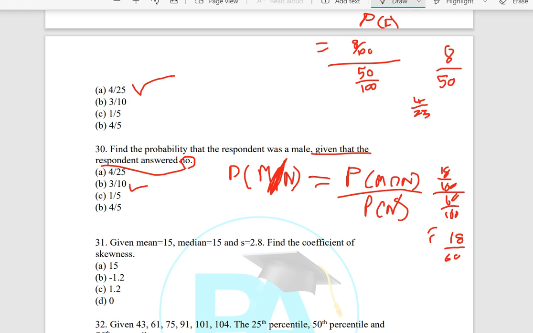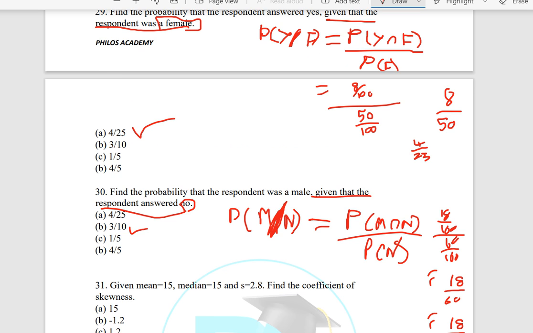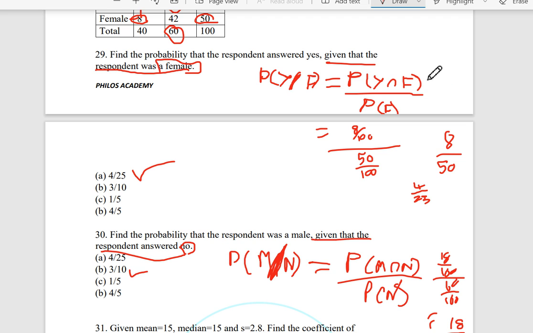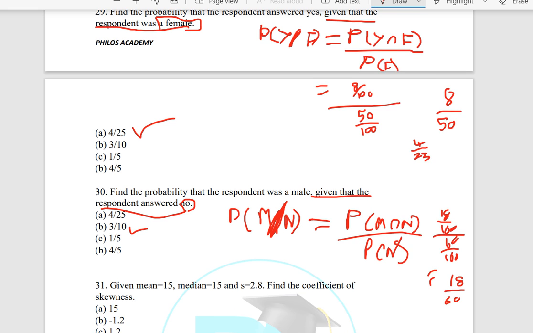At times, since they all have the same denominator, you can just take the intersection, that's 8, and just divide it by the number of no's, which is 50. It's straightforward without saying 8 over 100 divided by 50 over 100. Don't worry, just do it like this.